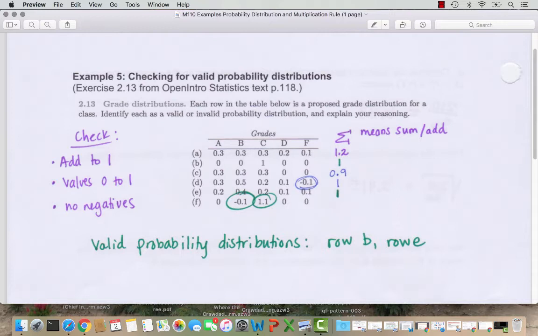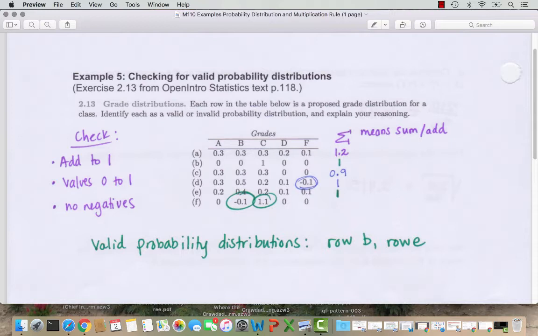We're going to verify that all the probabilities add to 1. Probability values need to be between 0 and 1. It doesn't make sense to have a negative probability, and it doesn't make sense to have a probability more than 1. And we're going to verify there's no negative values.